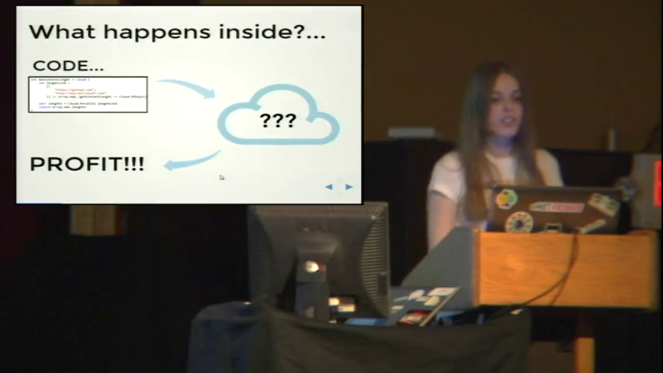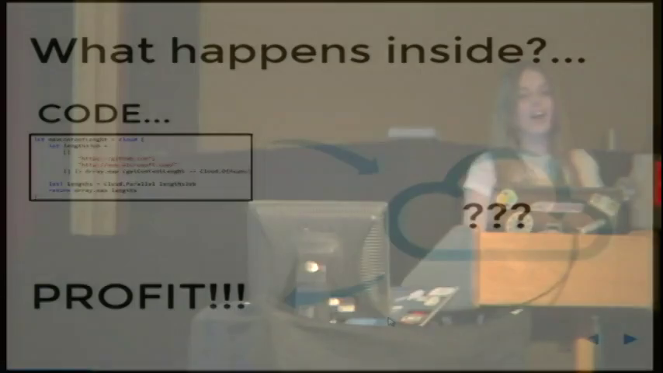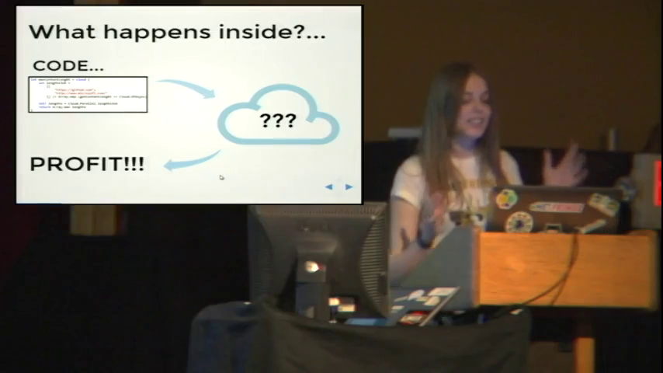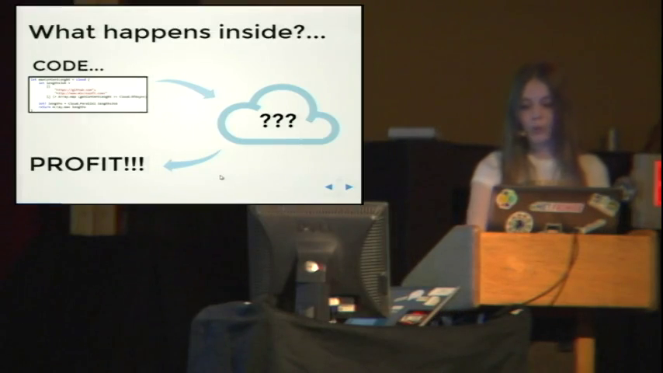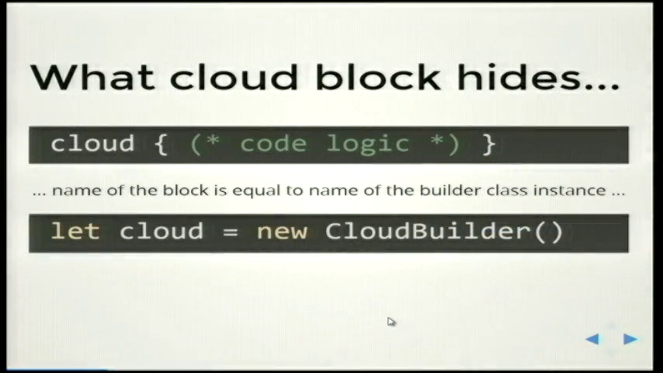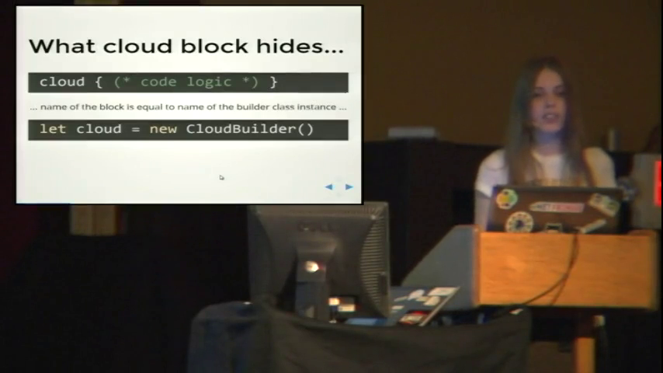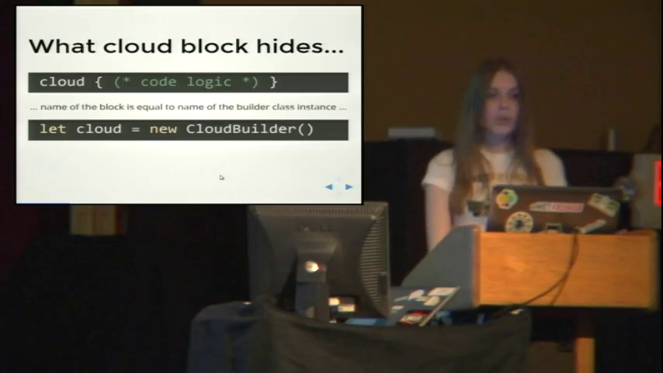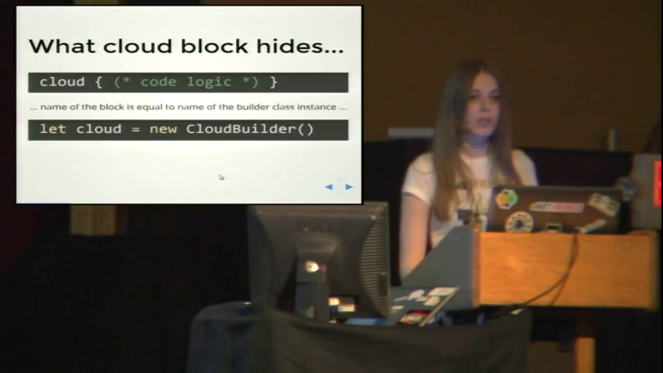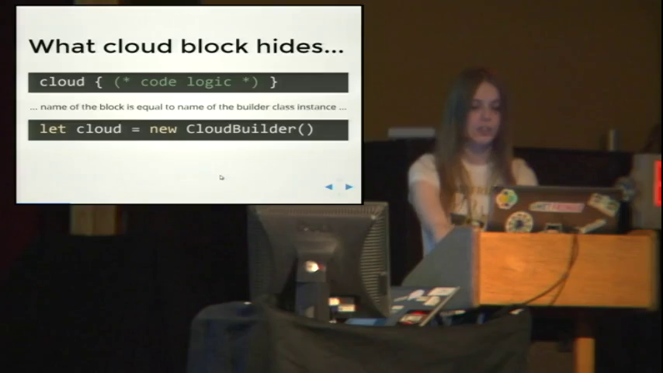So before diving into all the features and opportunities we have with the MBrace framework, it would be interesting to lift the veil of what happens inside it. So remember the cloud block that was wrapping our function. If we look inside the framework, its name is the same as the name of the instance of the CloudBuilder class. Usually, a Builder class contains methods for dealing with side effects. In our case, we have the CloudBuilder class, which contains methods that contain logic for distributing the work across our cloud clusters.